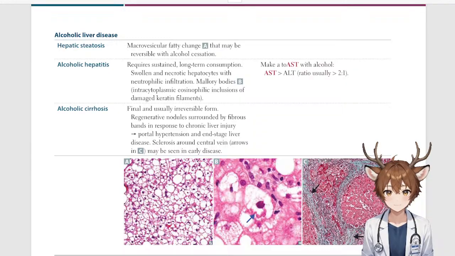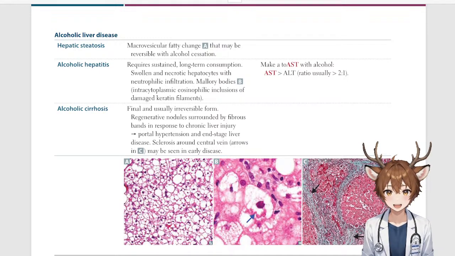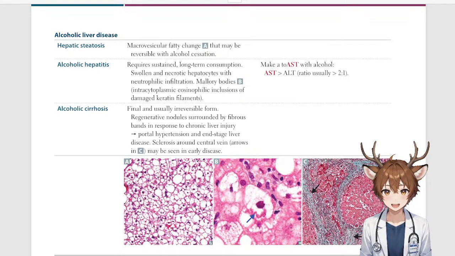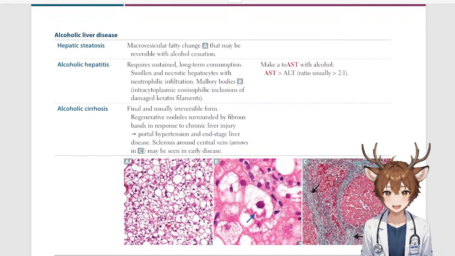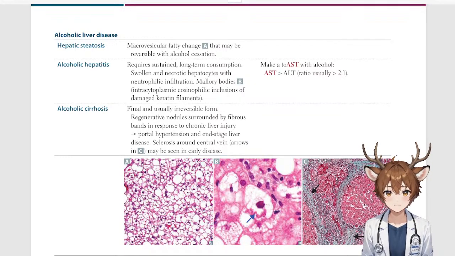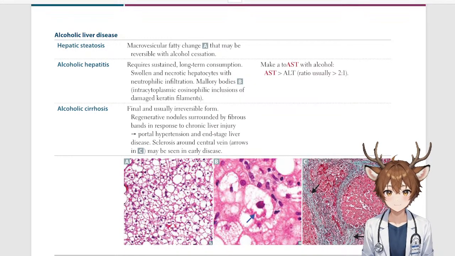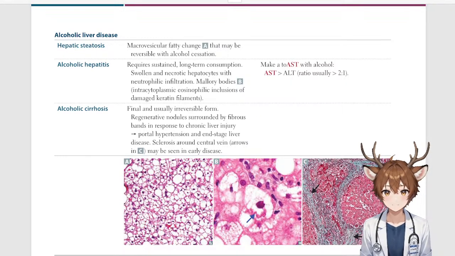Alcoholic liver disease. Alcoholic liver disease involves excess NADH production leading to a decrease in fatty acid oxidation and an increase in lipogenesis. Hepatic steatosis, macrovesicular fatty change, which you can see, I believe, in picture A for you, may be reversible with alcohol cessation.